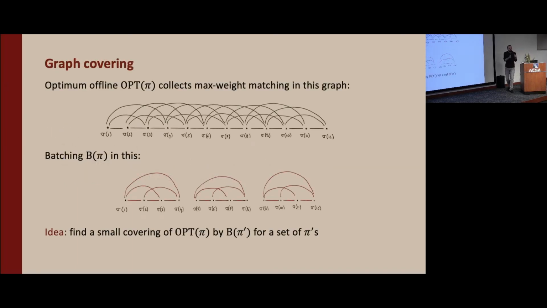All right, so how do I turn this problem into a graph covering problem? Think about a permutation. The vertices are arriving in a certain order. This is the support of the optimum solution. What is this graph? For every vertex, you connect it to all the vertices up to d steps before and d steps after. Essentially, optimum finds the maximum weight matching here.